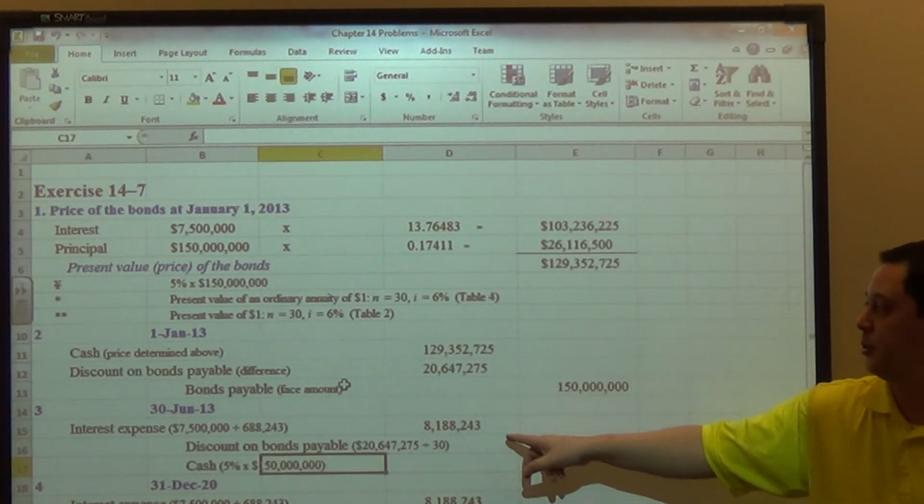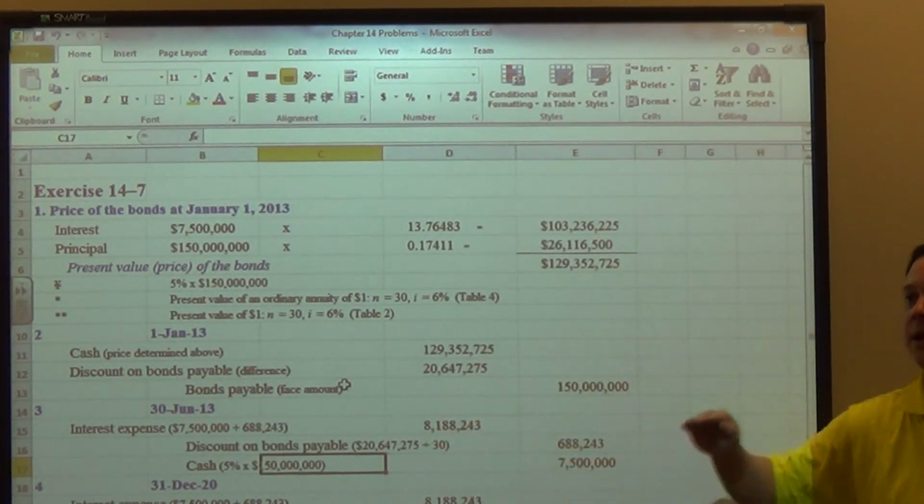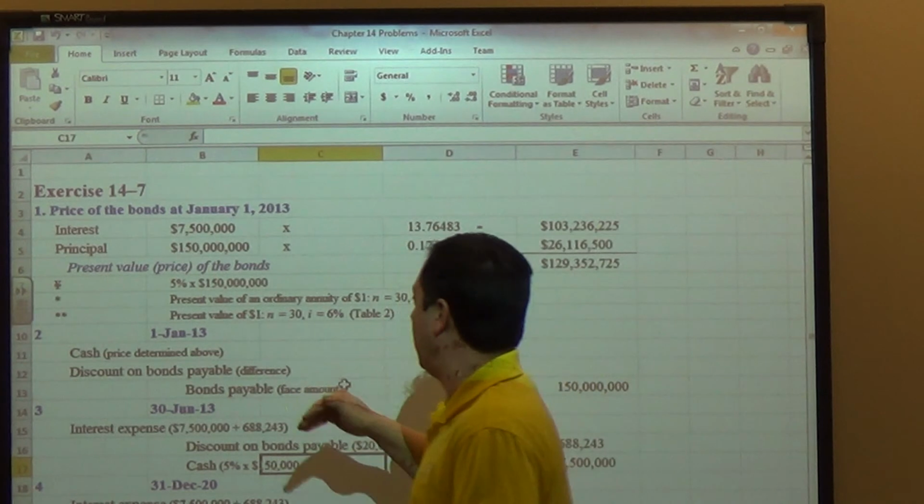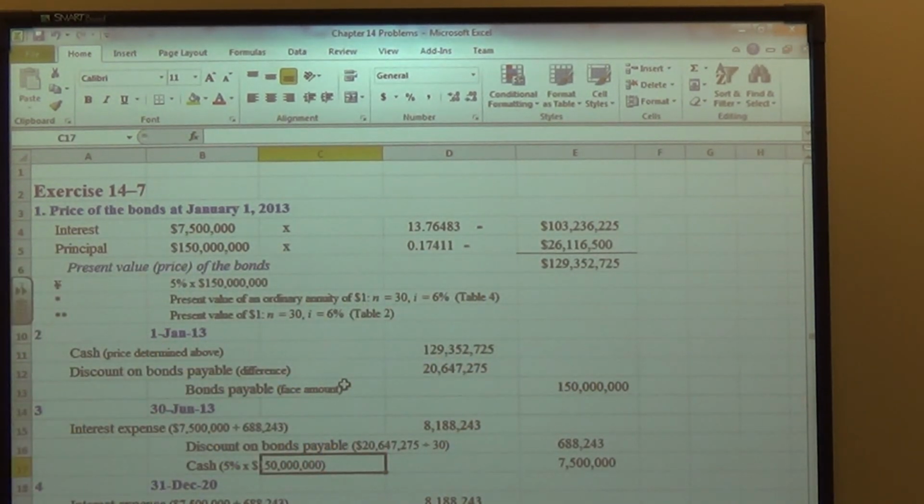And then I add that to get that interest expense because it will continue to, and by the time we're done with our amortization schedule, we get to 150 million. So we move up from basically 129 million to 150 million over the 30 payments. So we're increasing that. That's all up here.